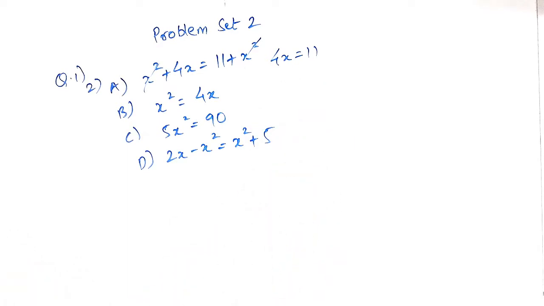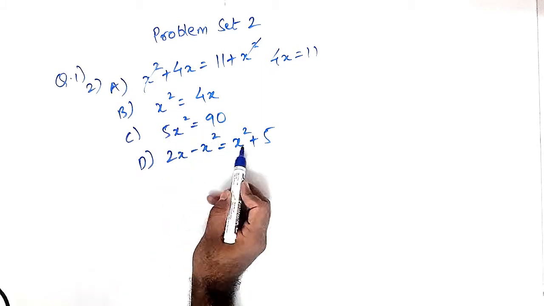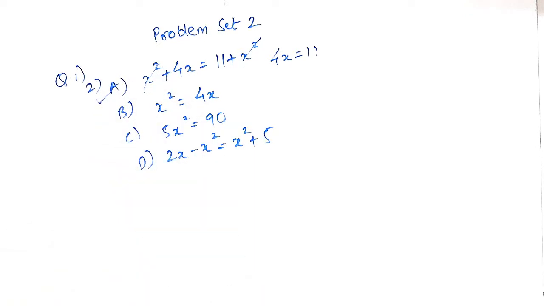For an equation to be quadratic, the condition is the degree should be 2. The power should be 2, as you can see here. So your option A is the correct option.